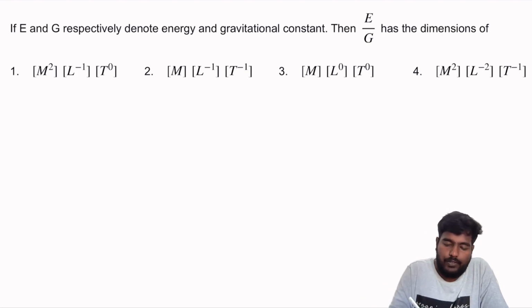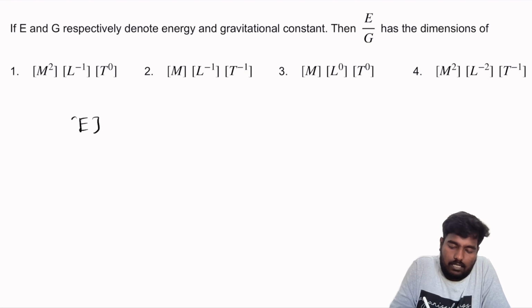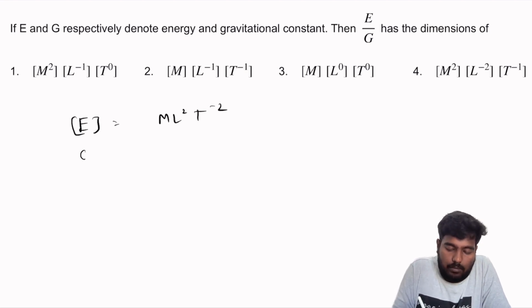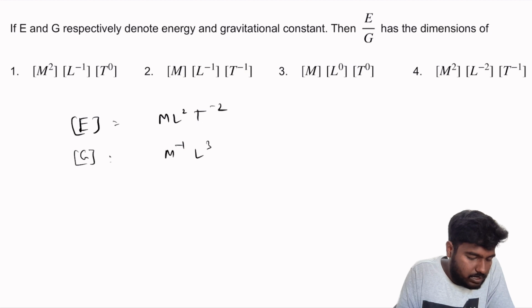Very simple. We know that the dimension of E is m L square t power minus 2. Dimension of G is m inverse L cube t power minus... see, I forgot what is the dimension of G. Yeah, t power minus 2.